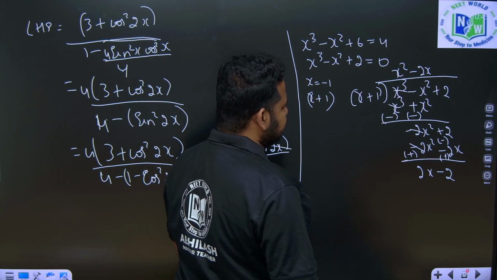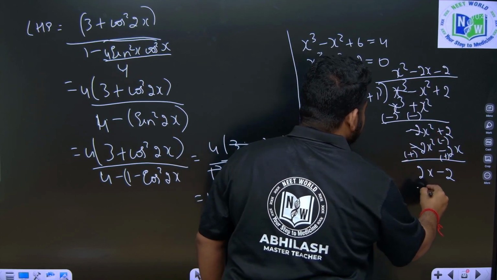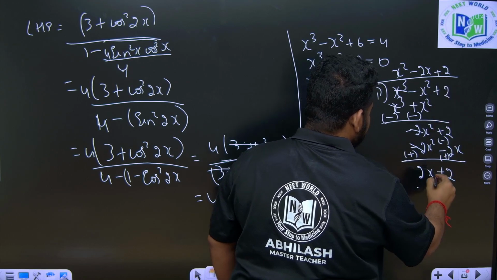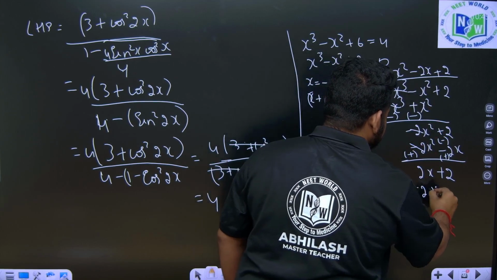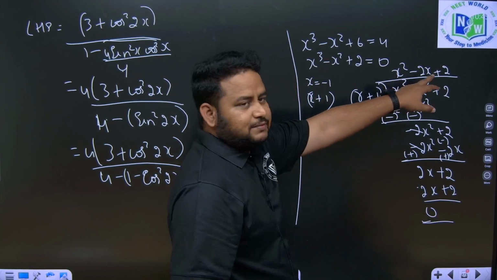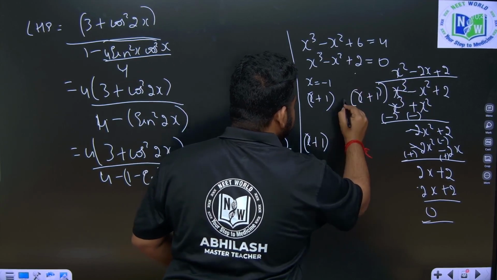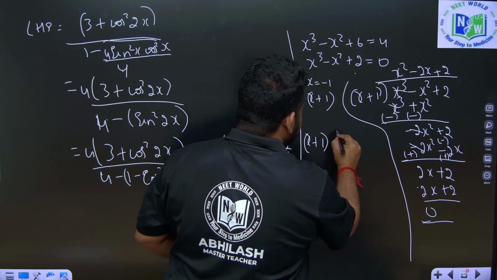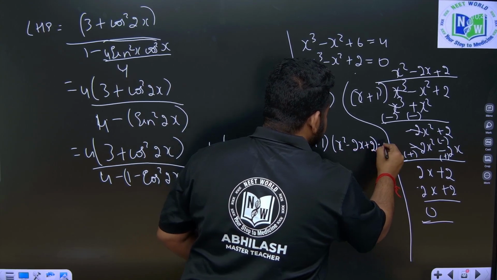So what can I write here? I can write minus 2x, and minus this I can write as plus 2. So 2x plus 2 will be 0. So I will be left with x square minus 2x plus 2. Don't worry, this is just the long division method; you have to focus on this. So x plus 1 into x square minus 2x plus 2 is equal to 0.